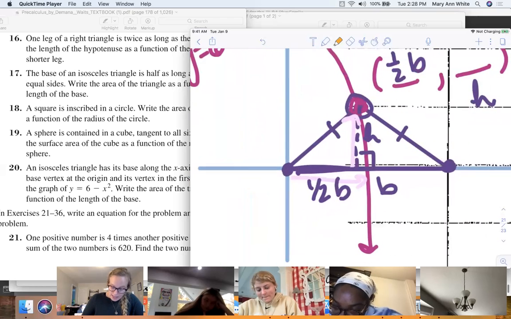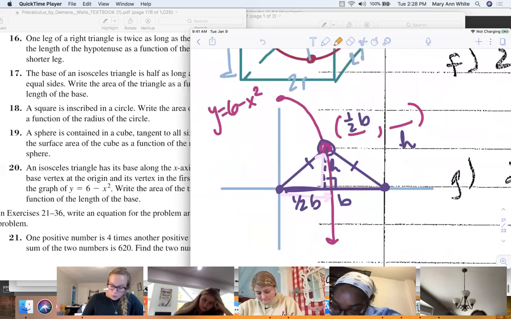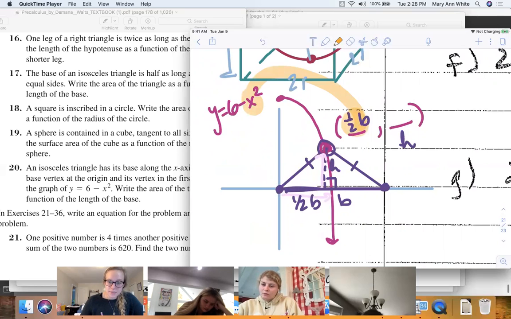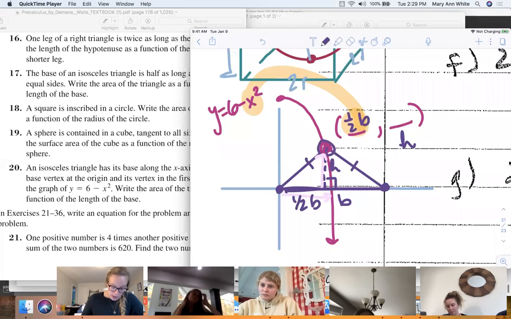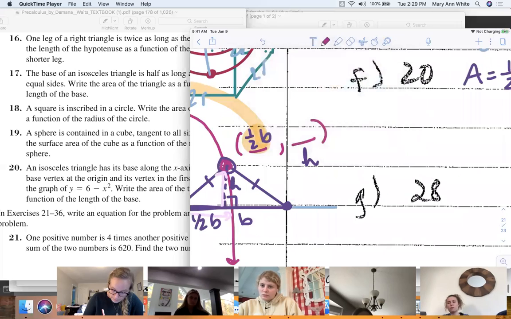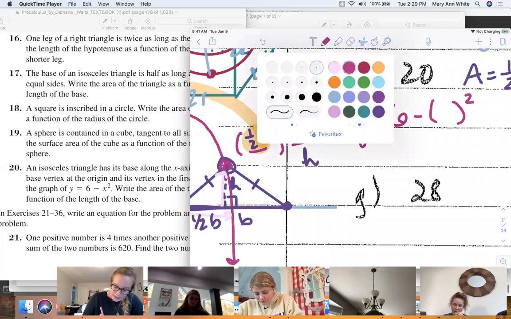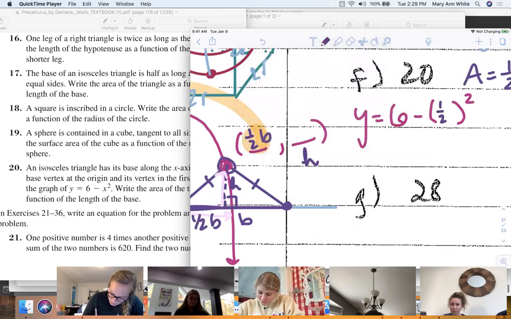Now, if I'm using the X value of 1/2 B, well, I can find its corresponding Y by plugging it in to the function that it's on. If it's on the line of Y equals 6 minus X squared, I can figure out what that Y is by plugging in 1/2 B for my X. It's not gonna be a real number, it's not gonna be nice and pretty, but I can figure out where it is based on my B. So I'm gonna do Y equals 6 minus X squared. And instead of writing X, I'm gonna write 1/2 B.